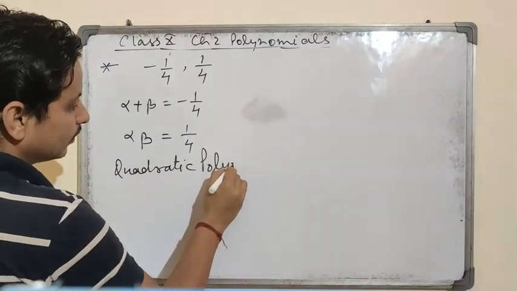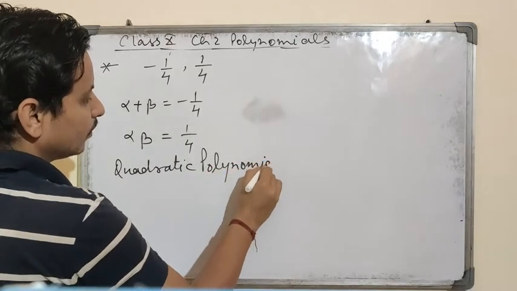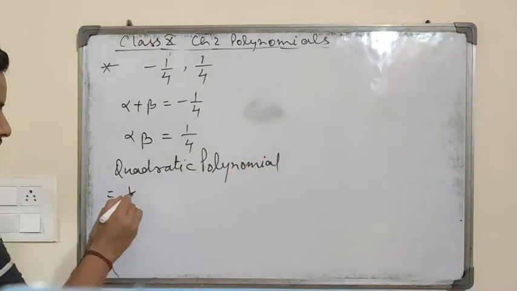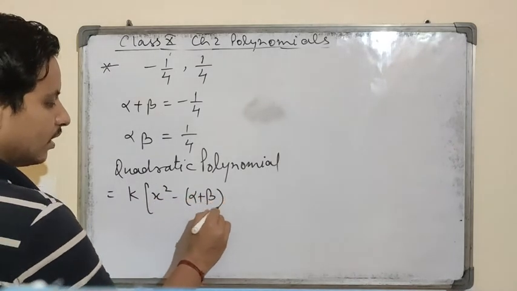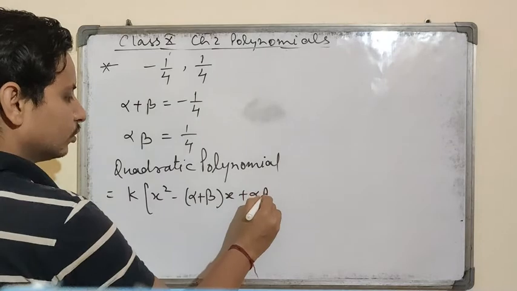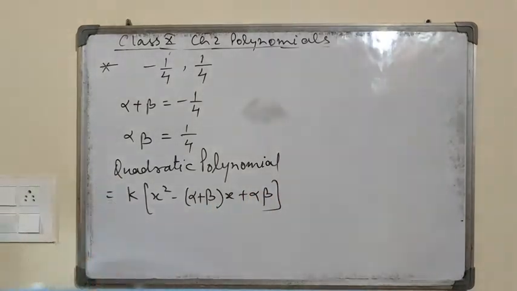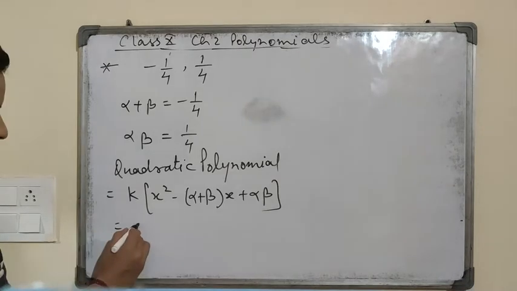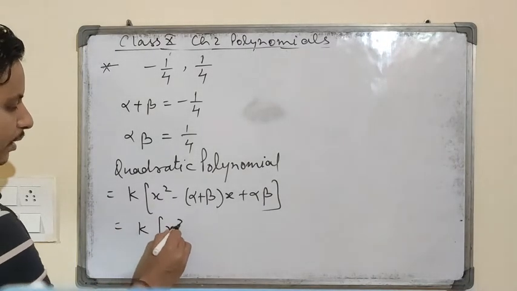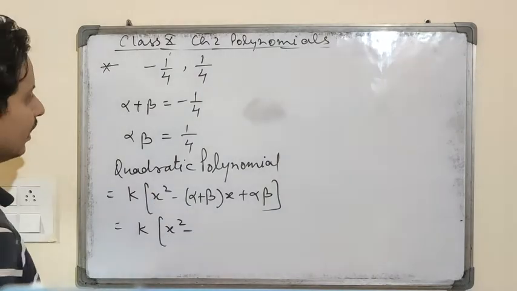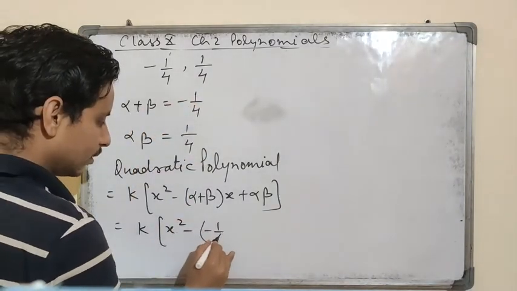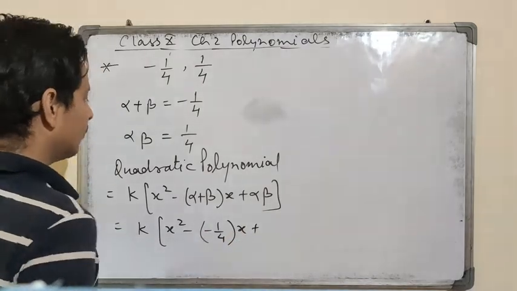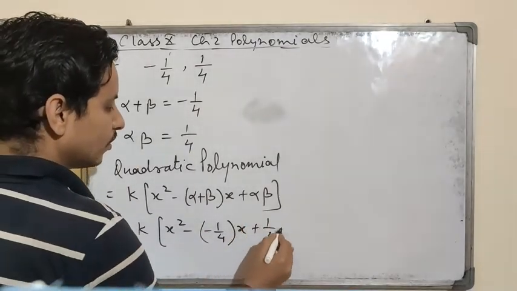Quadratic polynomial equal to k into x square minus sum of zeros into x plus product of zeros. K into x square minus sum of zeros into x plus product of zeros equal to k into x square minus sum of zeros, यानी अल्फा प्लस बीटा हमें क्या दिया, माइनस 1 अपॉन 4 इंटू एक्स, और अल्फा बीटा कितना दिया हमें 1 अपॉन 4.